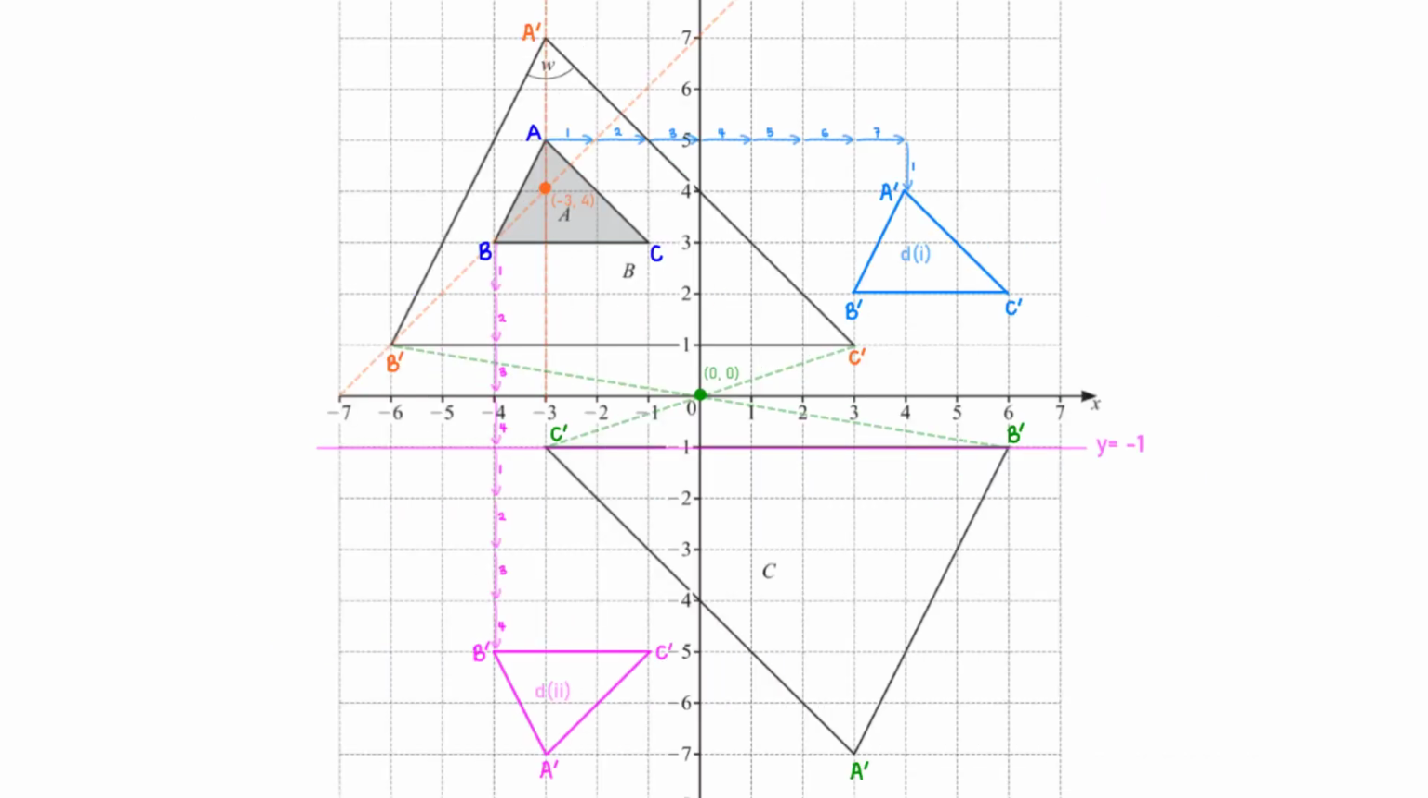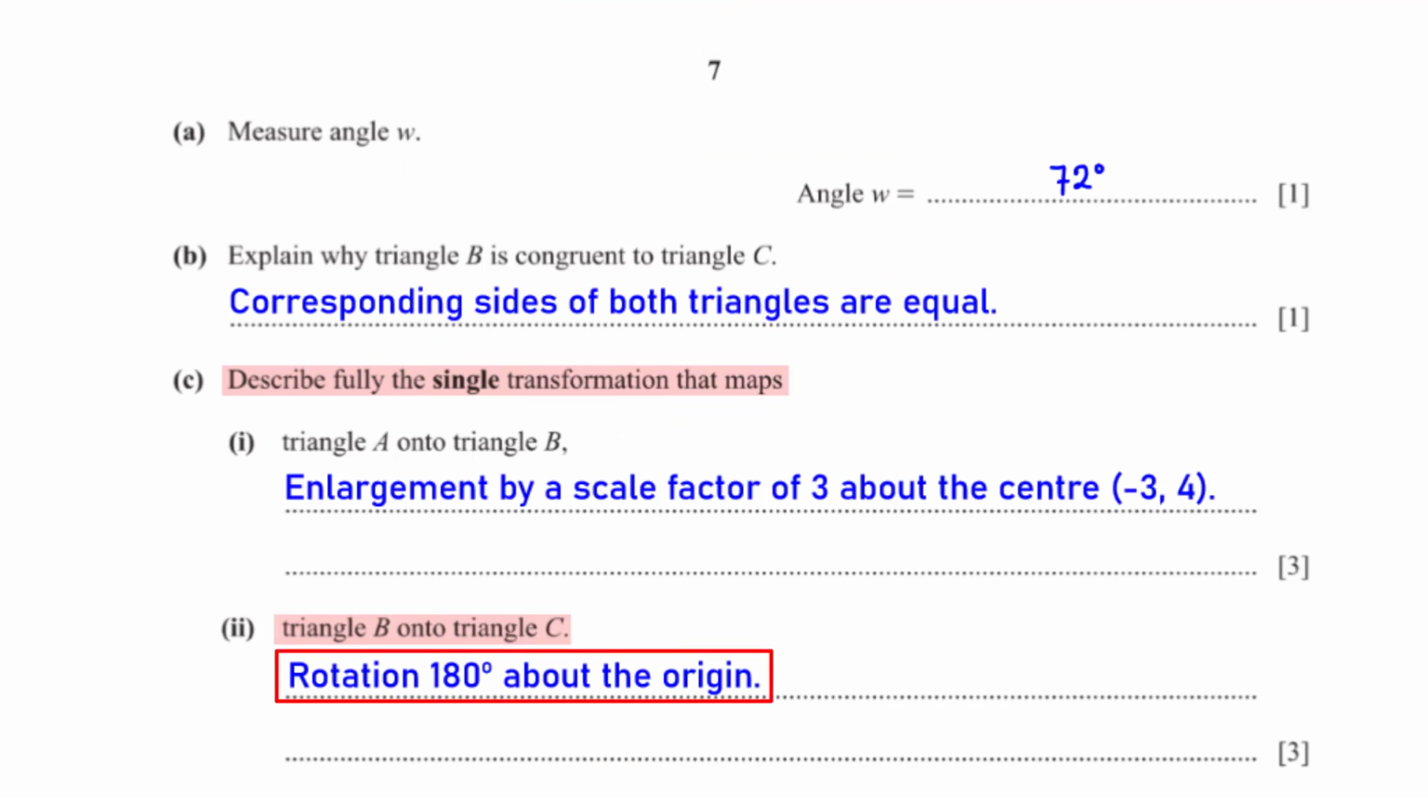Describe fully the single transformation that maps triangle B onto triangle C. When we look at triangles B and C, we can tell straight away that this is a 180-degree rotation. So now we need to identify the center of rotation. For a 180-degree rotation, the way to determine the center of rotation is this. We draw a line to connect at least 2 corresponding points on both triangles B and C. The intersection point of the lines is the center of rotation. In this case, this point is the origin, and so the full description for the transformation would be rotation 180 degrees about the origin.